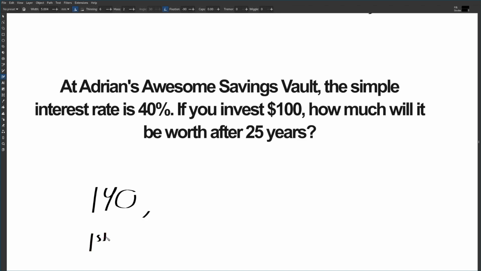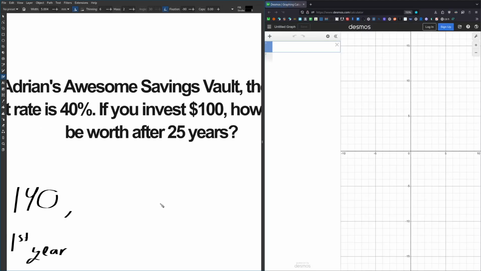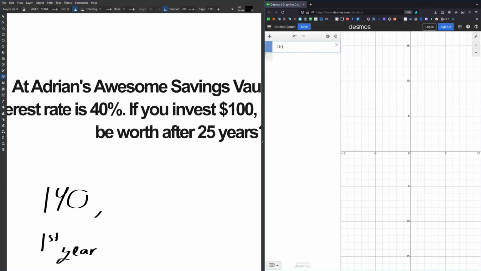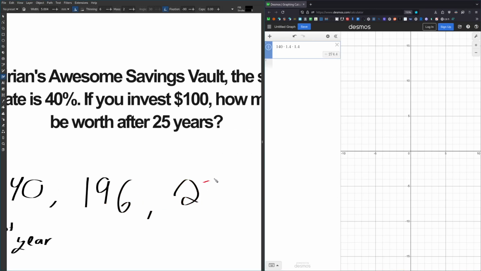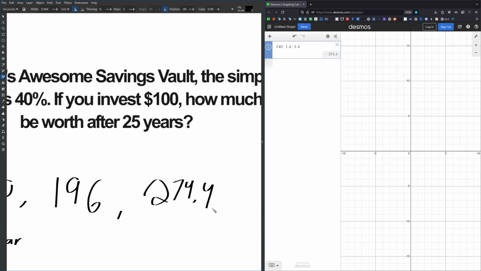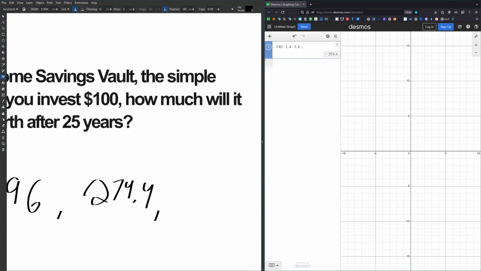So first year, for this, I just did 100 times 1.4. And for the next year, we're going to multiply by 1.4 again. So 140 times 1.4, we get 196. Multiply by 1.4 again, 274.4. And again. Okay, you're going to start to notice that this is going to take a while. We want to find the 25th term using this.